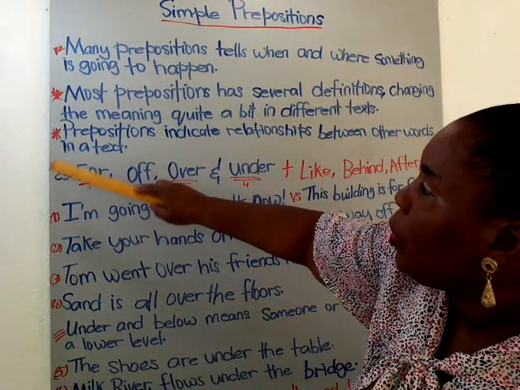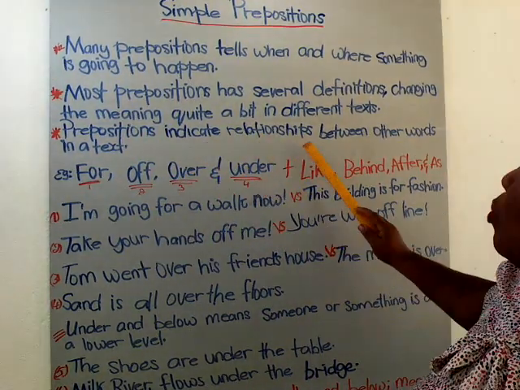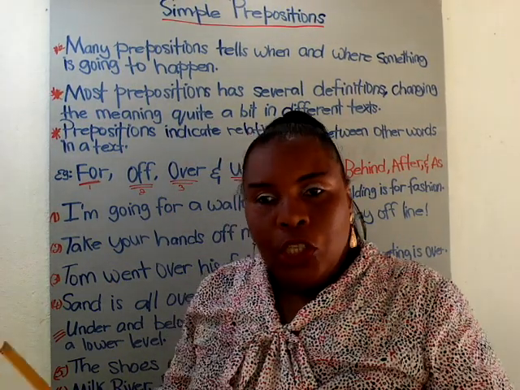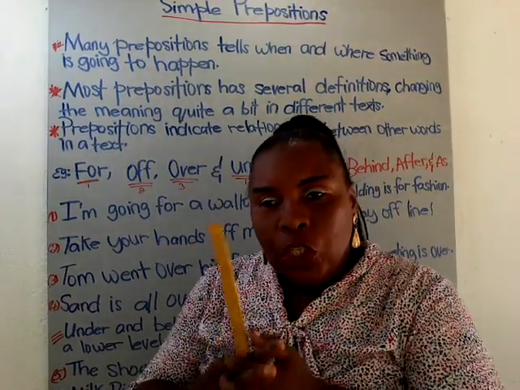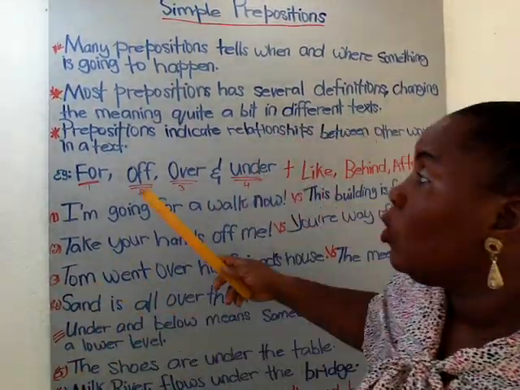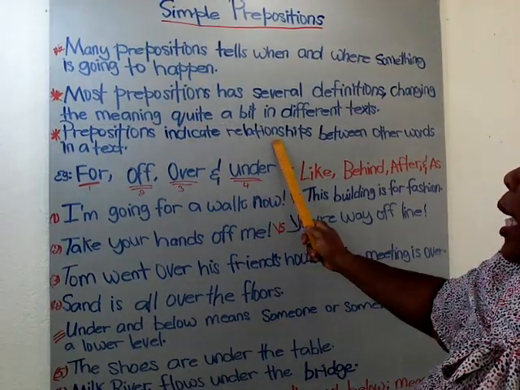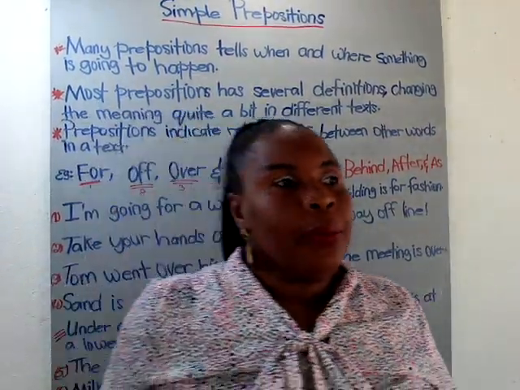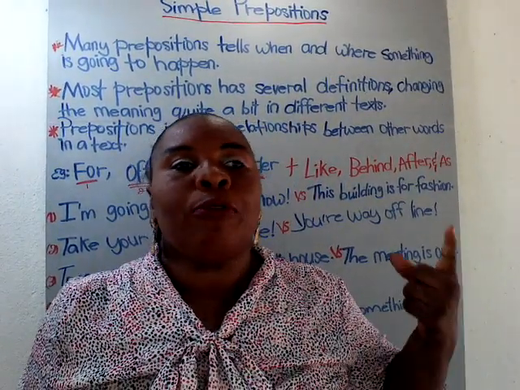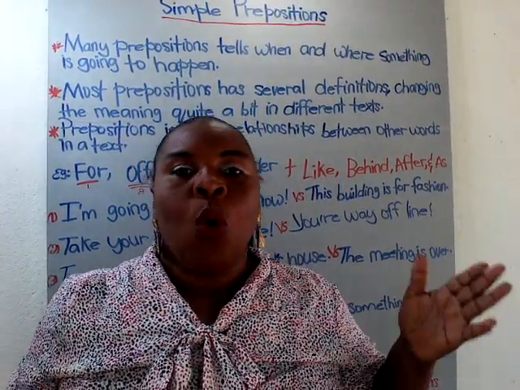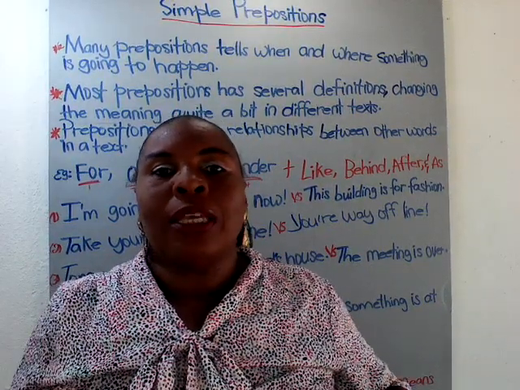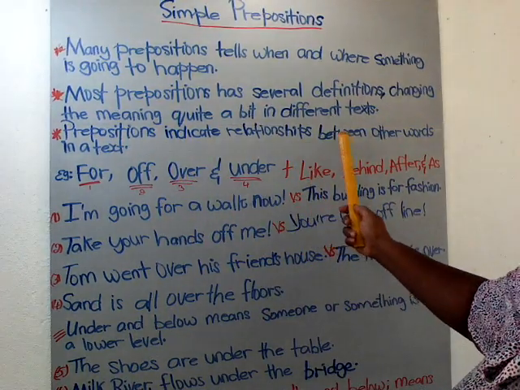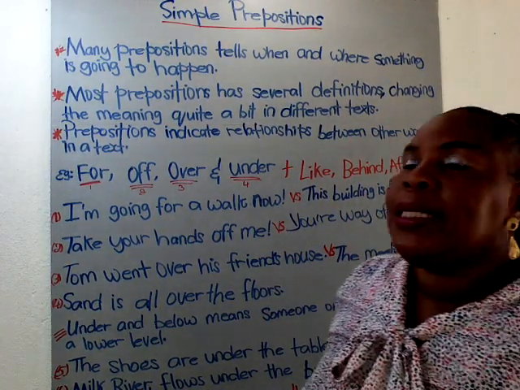All right, third point. Prepositions indicate relationships between other words in a text. So, I'm going for a walk. In between going and walk is for. So I'm going for a walk. Prepositions indicate relationships between other words in a text.